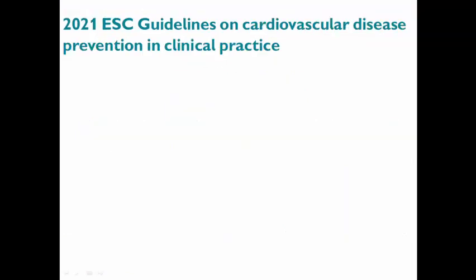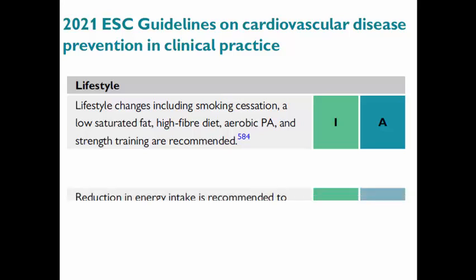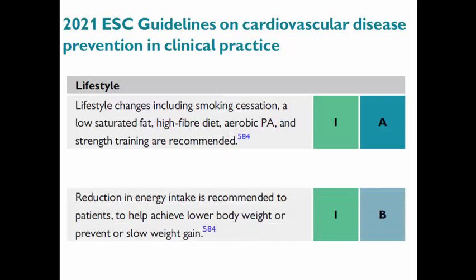2021 nearly adopts the same regarding lifestyle modification, so class 1 includes smoking cessation, low saturated fat, high fiber diet, aerobic exercise and strength training, and reduce energy intake including calories and carbohydrates, especially the easily absorbed carbohydrates like sugars, is recommended to achieve lower body weight, prevent or slow down weight gain.